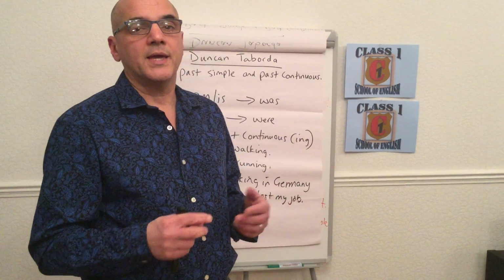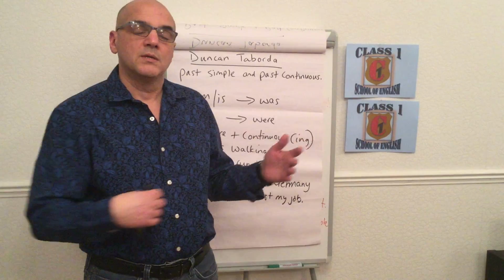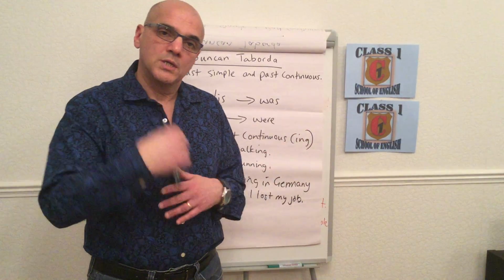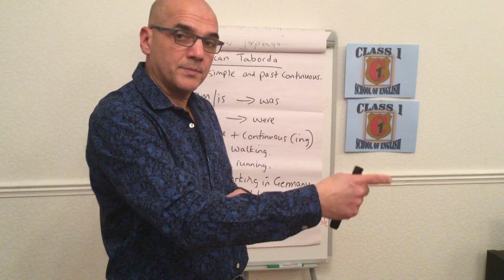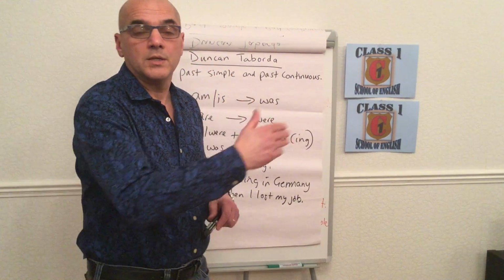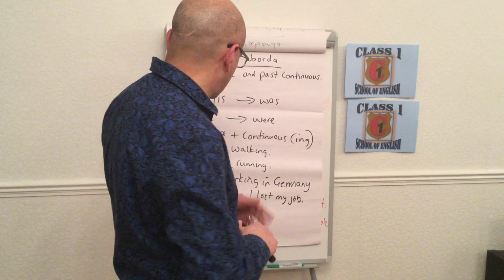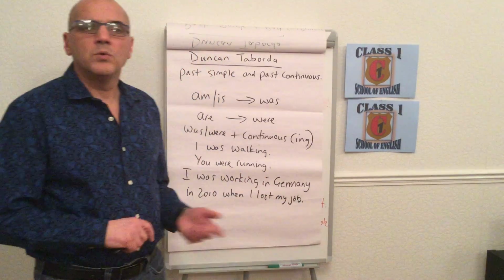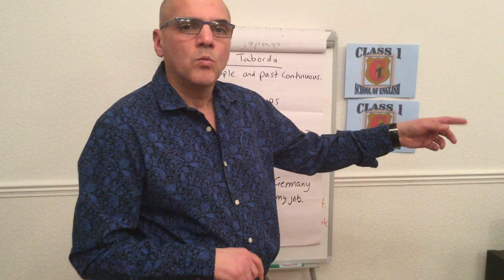So think about it like that. If you're talking about two things in the past, use the continuous for the longer action, use the past simple for the shorter action, which interrupts or stops the longer action. Yeah? You can do lots of examples for that. I was running in the park this morning when I fell over.